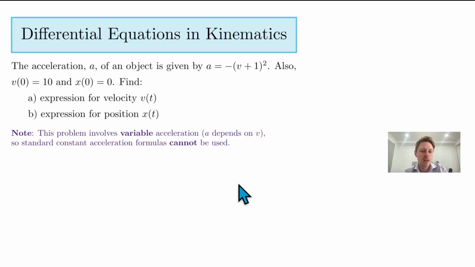And this note down here says this problem involves variable acceleration, because you can see that the acceleration depends on the velocity of that particle. So no, we can't use our standard constant acceleration formulas anymore, because the acceleration is not constant.